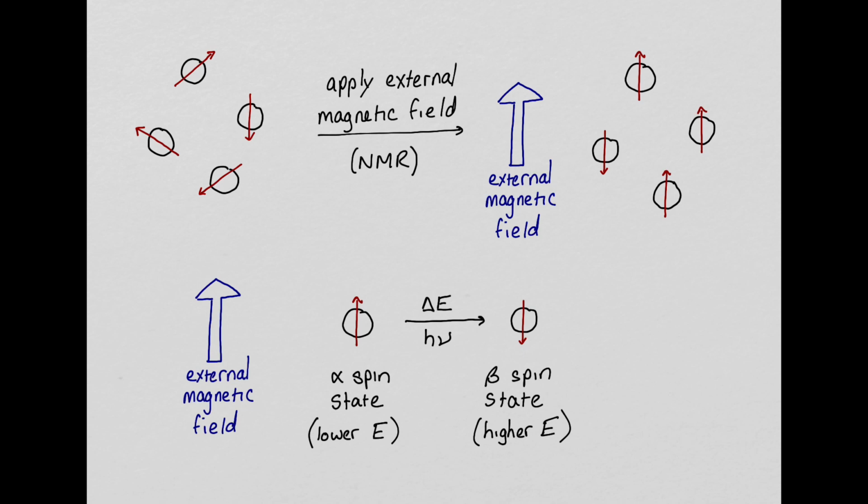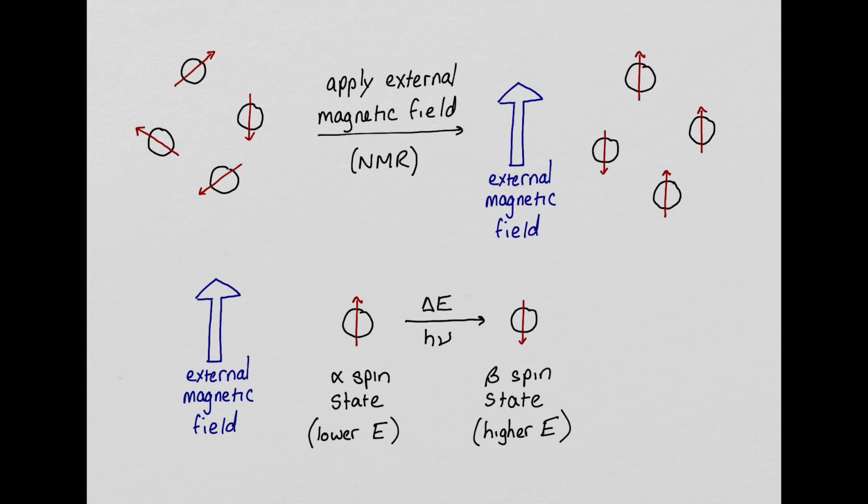The amount of energy required to flip a nucleus from the alpha to the beta spin state is proportional to the external magnetic field. However, remember that these nuclei are not alone floating around in the sample. They're surrounded by the rest of the molecule and the electrons in that molecule, which can change the amount of magnetic field experienced by the nucleus and is not equal to the exact amount of the external magnetic field. Therefore, measuring the energy differences for all of the nuclei in the sample gives us information about where those nuclei are in the sample relative to other functional groups.